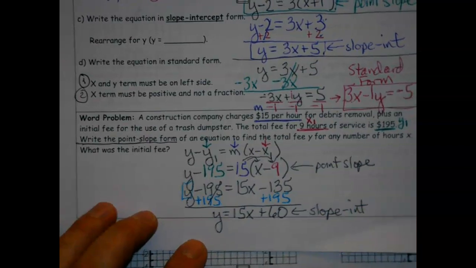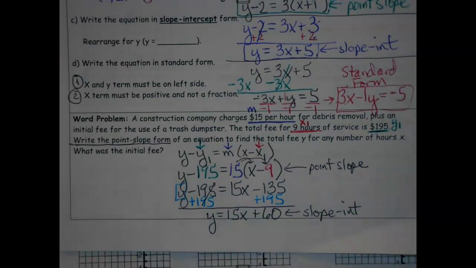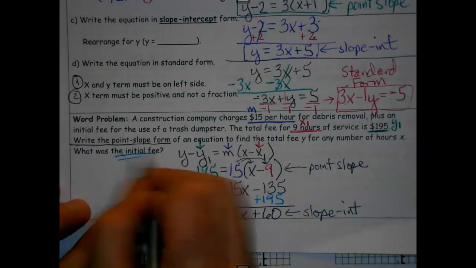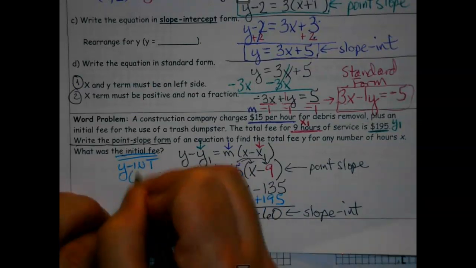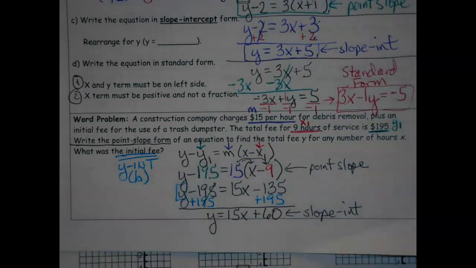You're like, okay, so how did getting into slope-intercept form help me? Here's why. When you get to the end, what was the initial fee? Okay, here's the insider info. The initial fee is the y-intercept of your equation. Wherever your equation crosses the y-axis is what you started with, what you were charged before anything started.